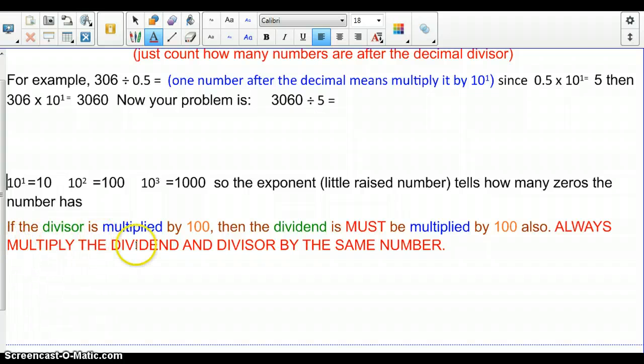So if the divisor is multiplied by 100, then the dividend must be multiplied by 100. In this case, we multiplied both by 10. So whatever you multiply the divisor by, you multiply the dividend by.